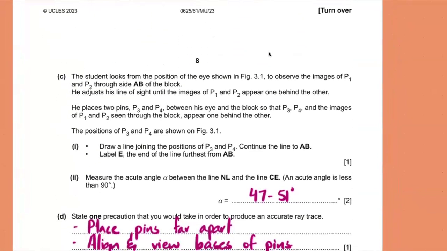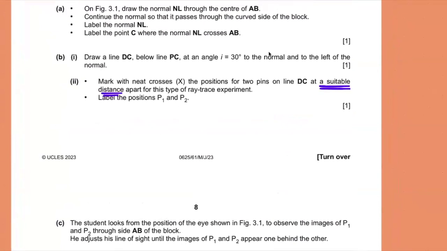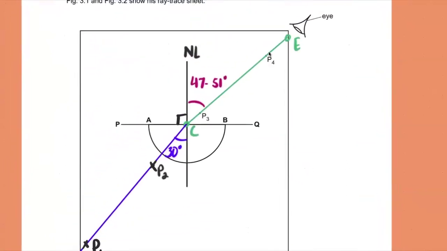He places 2 pins P3 and P4 between his eye and the block so that P3, P4, and the images of P1 and P2 seen through the block appear one behind the other. Positions of P3 and P4 are shown. Draw a line joining the positions of P3 and P4. Continue the line to AB. So this is what we were supposed to do here, which is again what we are always expected to do with questions of this sort, is that you just need to join the pins together. And you needed to continue the line till AB, and you had to label the other end E.